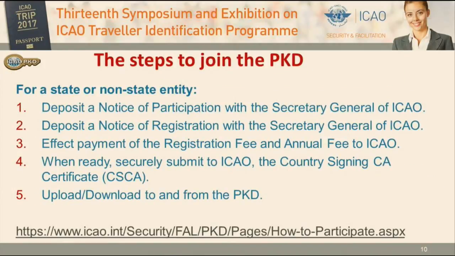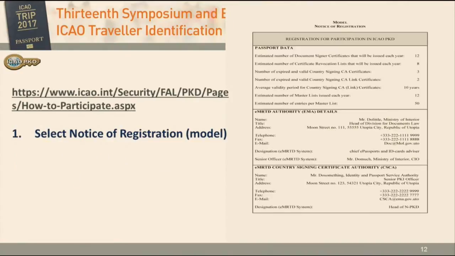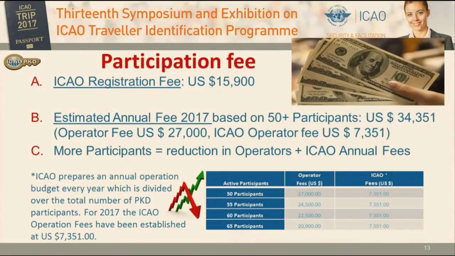How to join the PKD: here are the steps, and you can also find them on the public website. You can come and talk to me about it. These are the forms that you can fill out. There are fees to join the PKD. You have a joining fee of $15,900 and a recurrent annual fee of around $34,000, $33,000. It changes every year. It decreases every year. This is the important message. And also, you can come and ask me more questions about it, as I know that the time might be running.